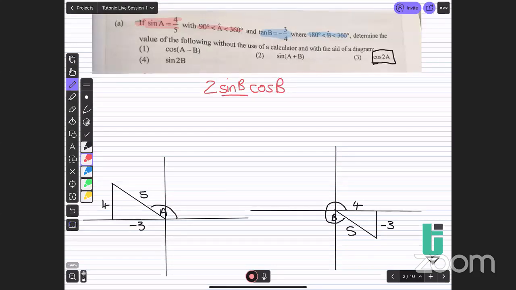So what's sine B? Negative 3 over 5. Right, and cos B? 4 over 5. 2 times minus 3 times 4. Minus 6. Okay. So everybody.